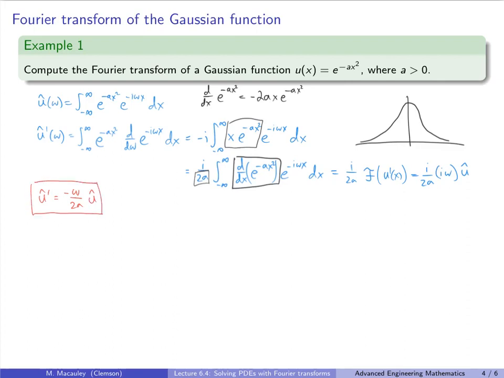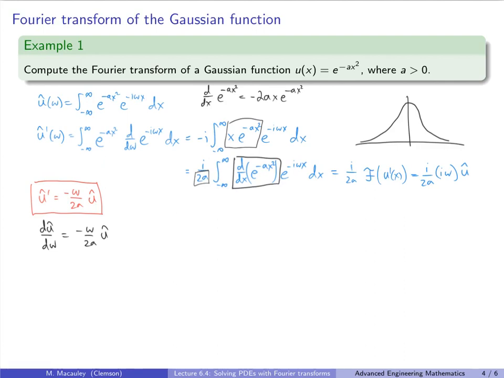We're trying to figure out what u hat is. And now we have a differential equation in u hat. This is something that we know how to solve. So let's do it. This is d u hat over d omega equals negative omega over 2a times u hat. How do we solve this? Be careful, that's not a constant this time. We can't just take an exponential function. We have to separate variables.